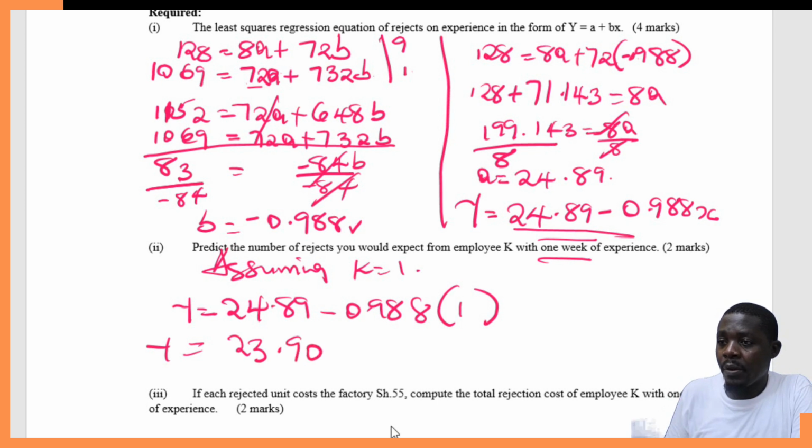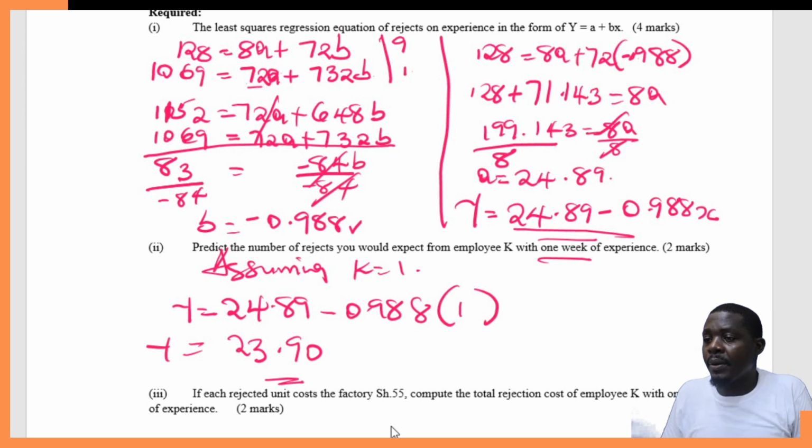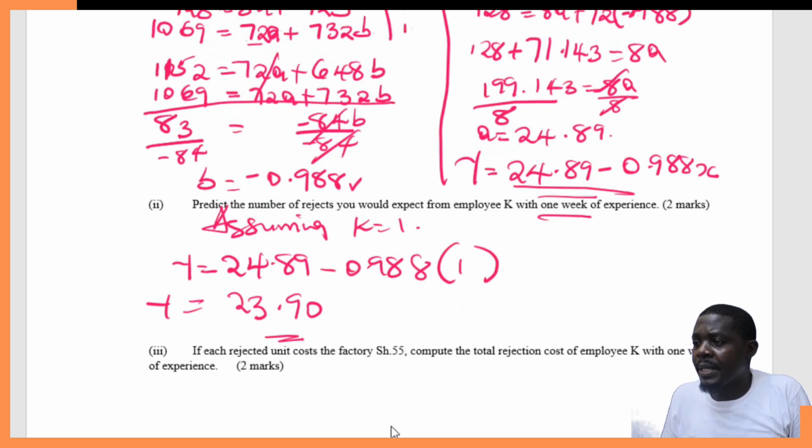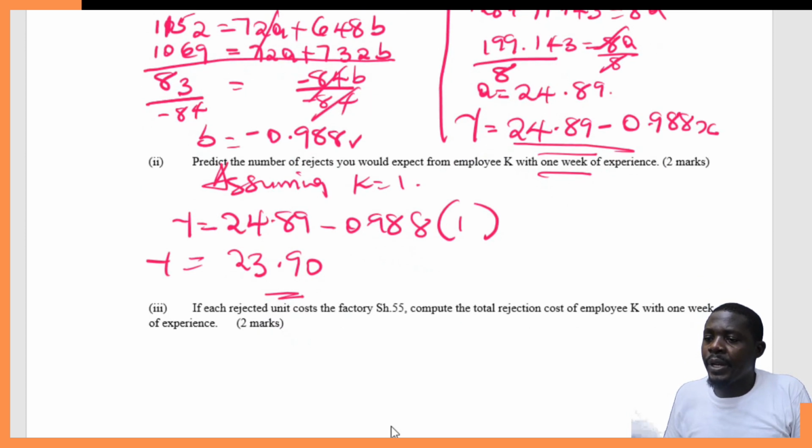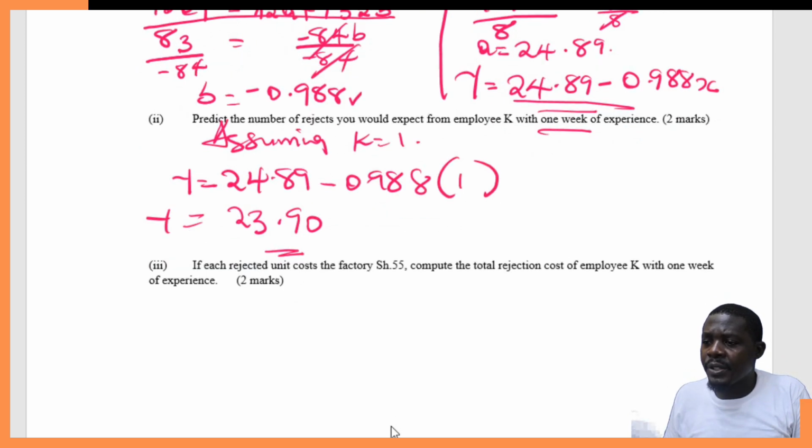That is the number of rejects we'll expect from employee K with 1 week of experience. In that case we get 23.9 rejects. And then we are told that if each reject unit costs the factory 55 shillings, compute the rejected cost.